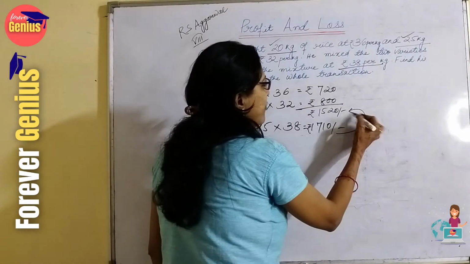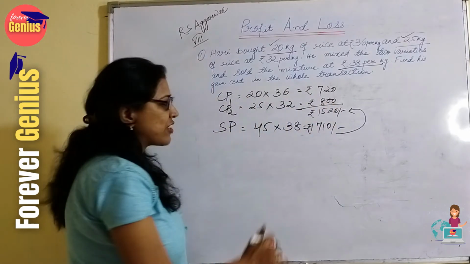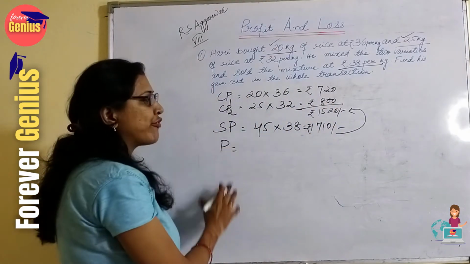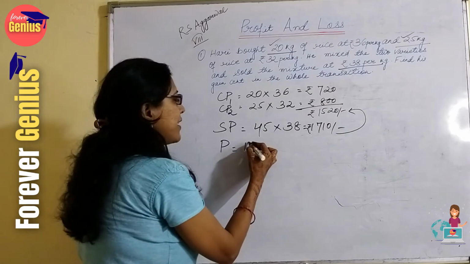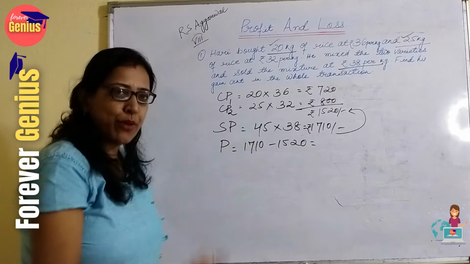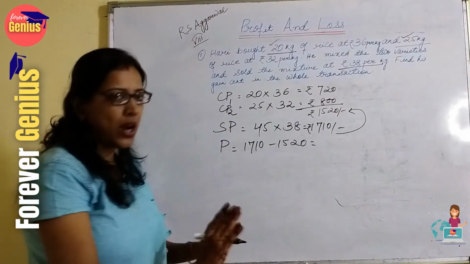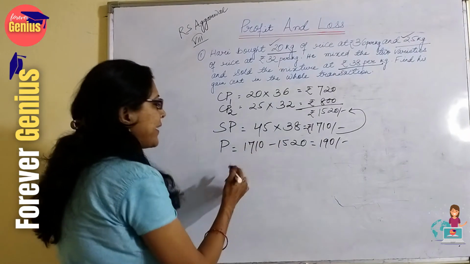Yes, of course ma'am, we can, because the selling price is more than the cost price. So there is a profit. How to find the profit? 1710 minus 1520 will be our profit on the whole transaction, because the whole commodity is sold. This equals 190.